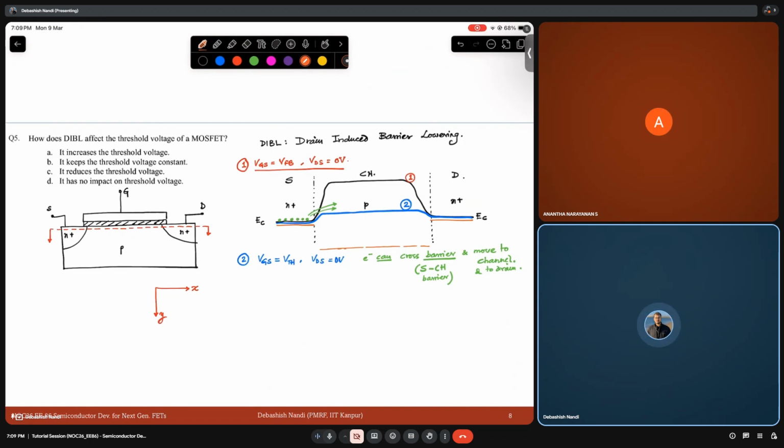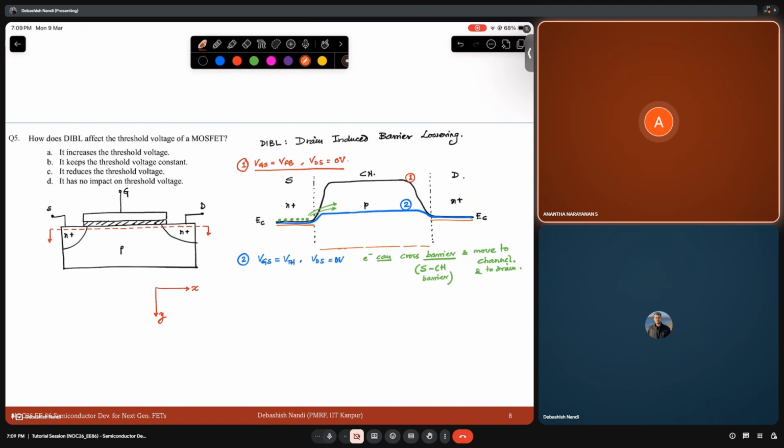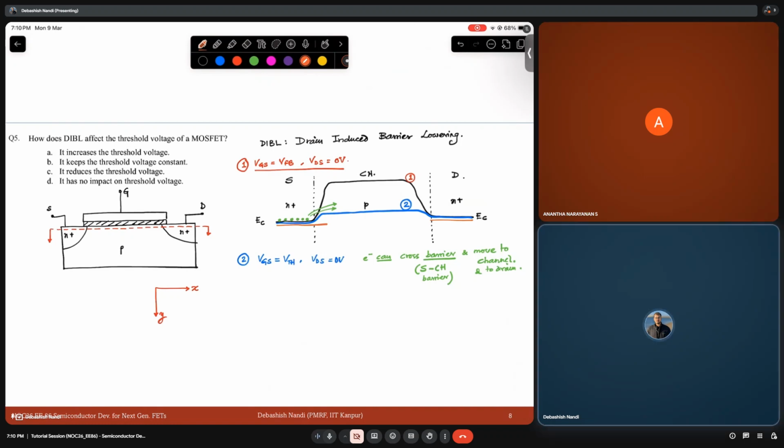My drain to source, see, this is in the x direction, right? In the x direction, my VDS is equal to 0. So which case are you talking about, sir? Case 1 or case 2? About the Fermi level. Let's consider a simple case. Let's say this is my Fermi level, EF. I am applying VGS. Why would my EF across X change? EF across Y will change, that I am sure. Yes, sir.